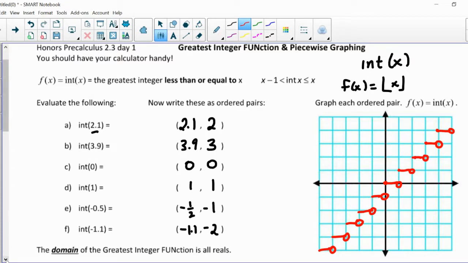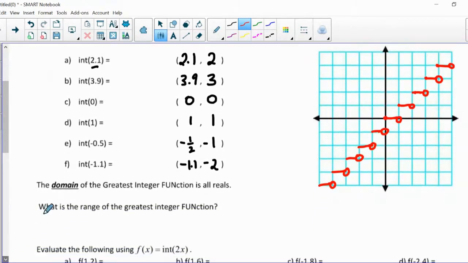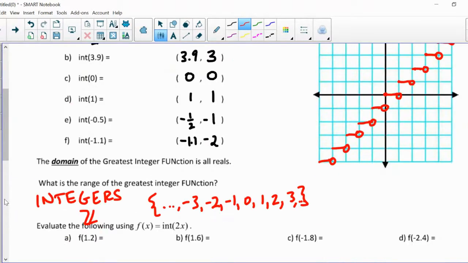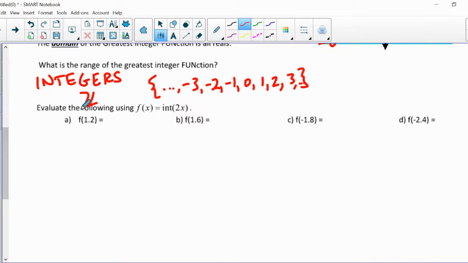The domain of the greatest integer function is all real numbers. The range of the greatest integer function is just the integers. So negative 3, negative 2, negative 1, 0, 1, 2, 3, and that should be dot, dot, dot after that. It's the integers. If I want to use my nerdy math notation, I use the Z with the extra line.